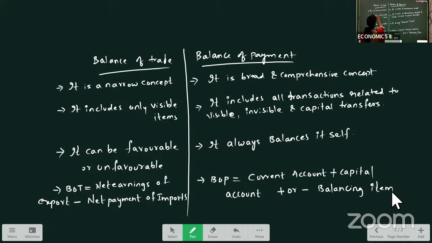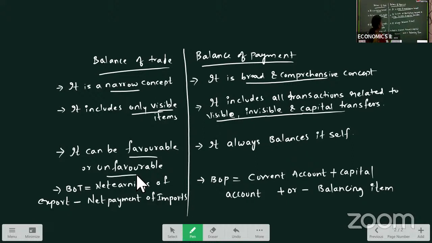Balance of trade is a narrow concept, whereas balance of payment is a broad and comprehensive concept. Balance of trade includes only visible items, whereas balance of payment includes visible, invisible, and capital transfers. Balance of trade can be favorable or unfavorable, whereas balance of payment always balances itself. And the formula, balance of trade is equal to net earnings of export minus net payment of import, right? Whereas balance of payment is current account plus capital account plus or minus balancing item.